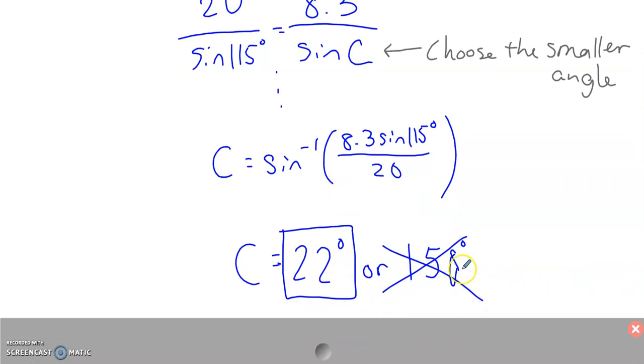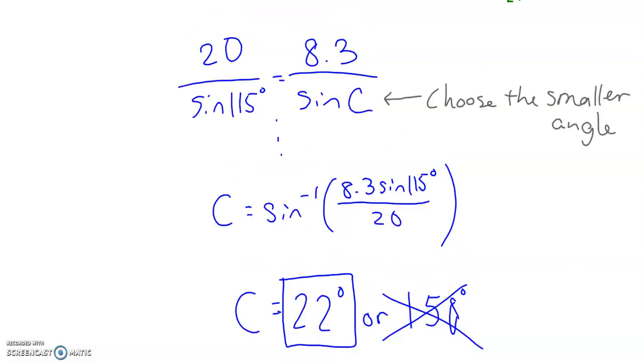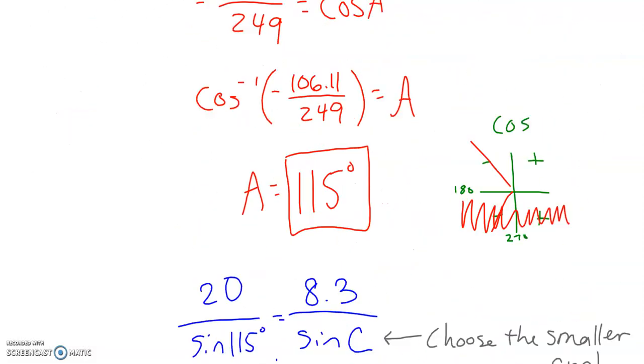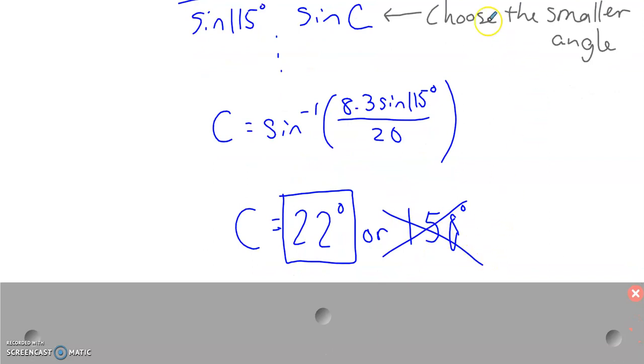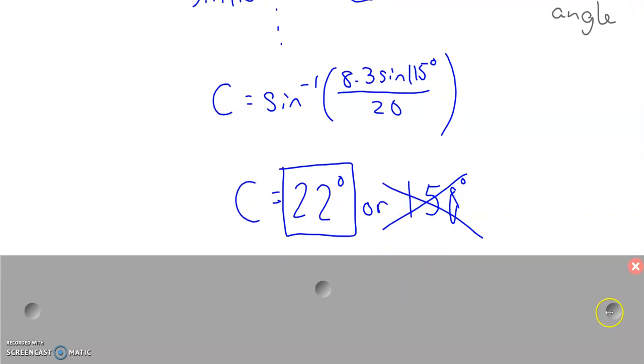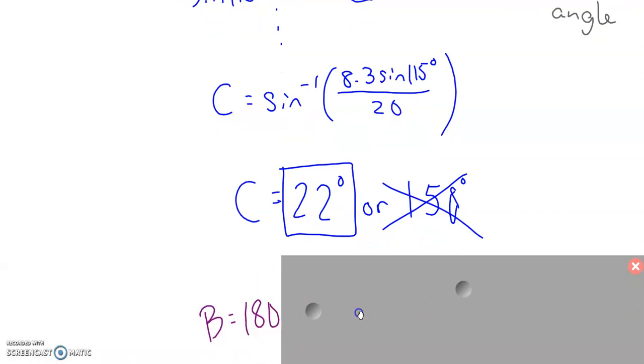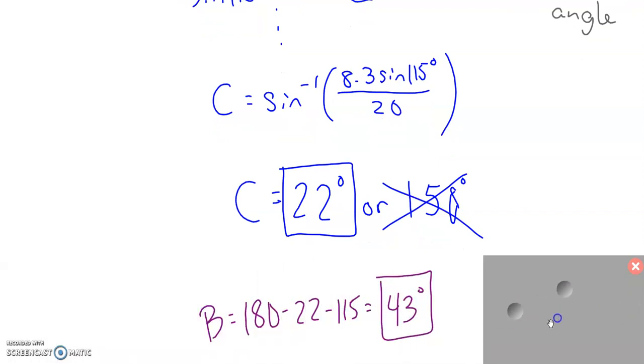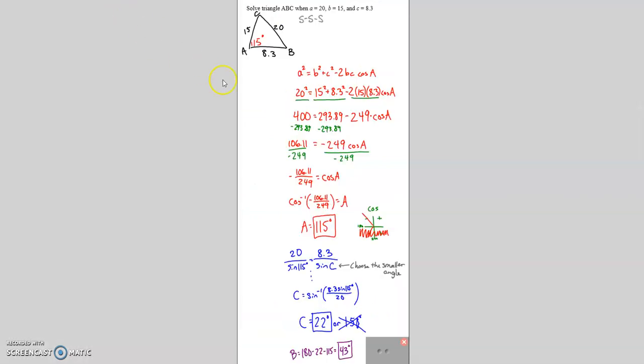180 minus that will give me the quadrant 2 option. But if you check that with the angle you already have, it's way more than 180, so I can rule it out. And if you've chosen the smaller angle, it will never be obtuse, so you can just go with the quadrant 1 angle at that point. And then the last step is to find that third angle. Since I know the other two angles, I subtract from 180, and there's that third angle. So there's my solution for this triangle with those three missing angles.